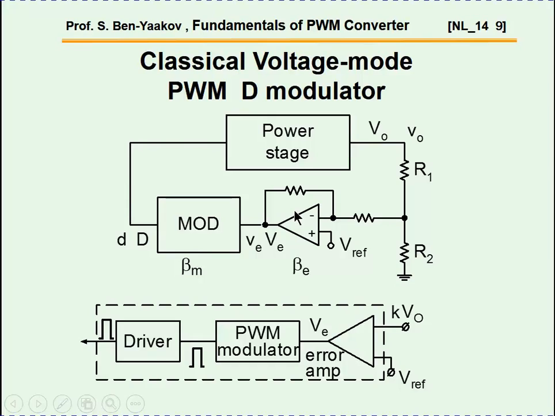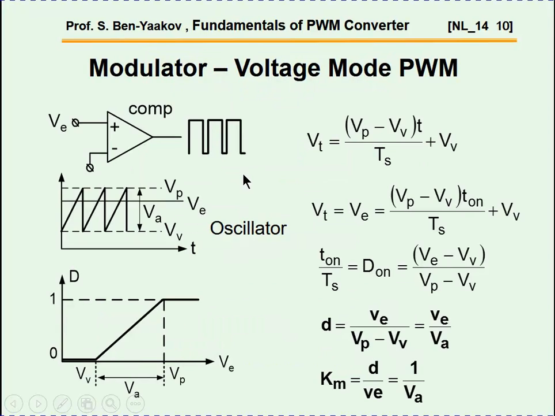To understand it, I like to go one step backward and look at the voltage mode PWM modulator. In this case, we have a power stage, we have a divider, error amplifier, and here's the modulator. This is a typical controller that we might have. Here's the error amplifier, the modulator, and a driver to drive the MOSFET here.